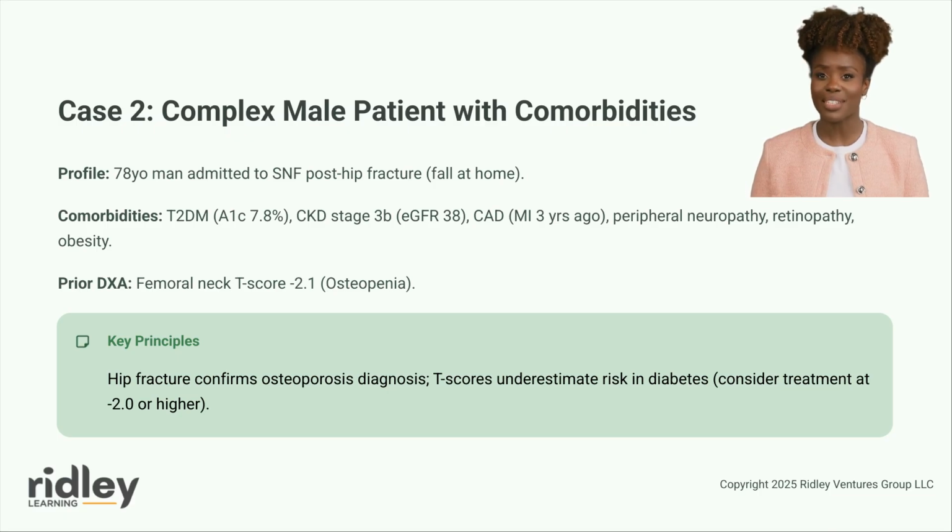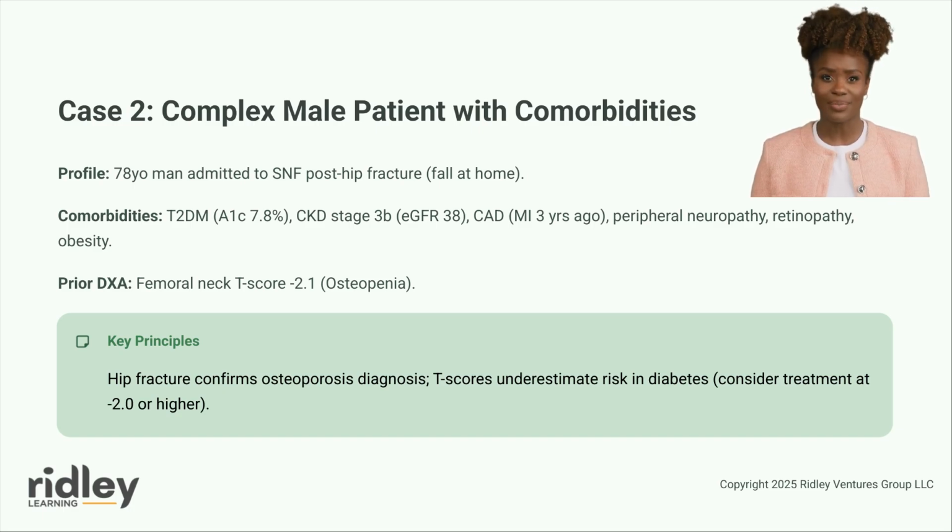Our second case involves a 78-year-old man with type 2 diabetes, CKD stage 3B, and hip fracture. He is admitted to a skilled nursing facility for rehabilitation following surgical repair of right intertrochanteric hip fracture sustained in a fall at home. His medical history includes type 2 diabetes mellitus diagnosed 15 years ago with current HbA1c of 7.8%, chronic kidney disease stage 3B with eGFR of 38 milliliters per minute, coronary artery disease with myocardial infarction 3 years ago, peripheral neuropathy with decreased sensation in both feet, diabetic retinopathy, and obesity with BMI of 31.